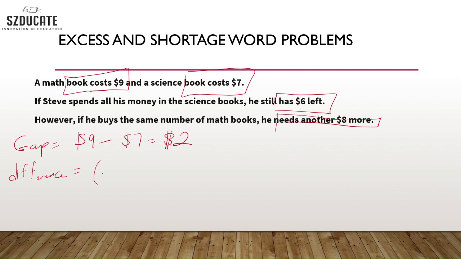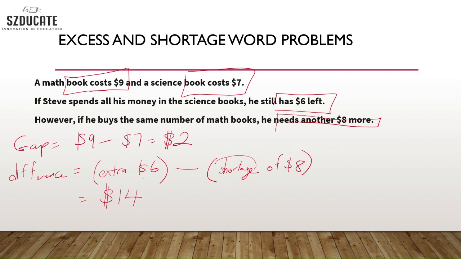One is extra $6, the other is minus extra, so a shortage of $8. In this case, you don't really minus, since it's a shortage. This is extra. What's the gap? The gap is actually 6 plus 8, so it should be 14. Now if this is also extra, then the difference will be 2.